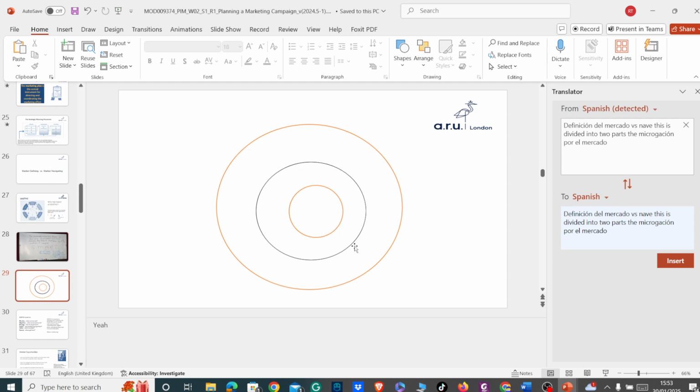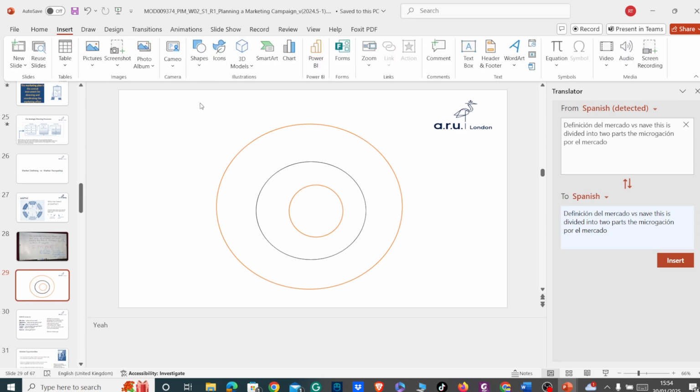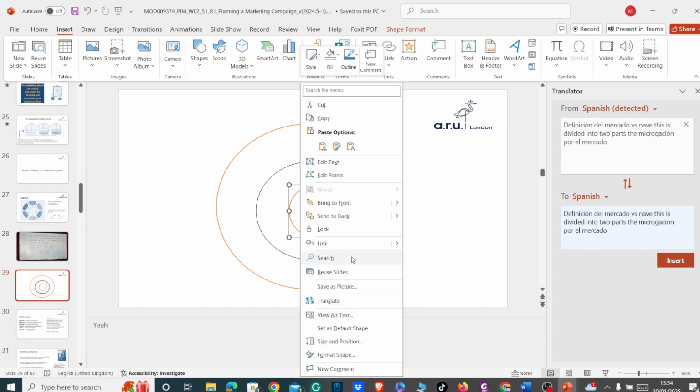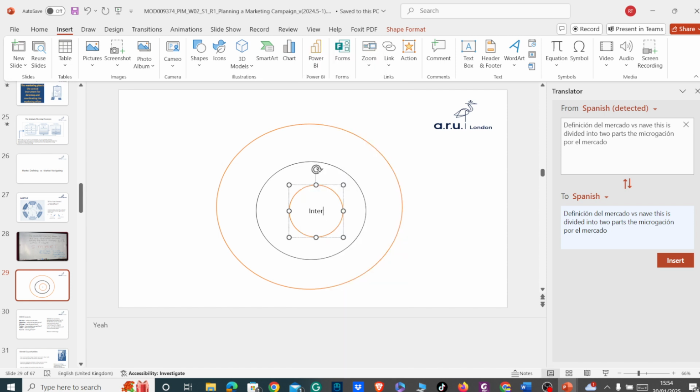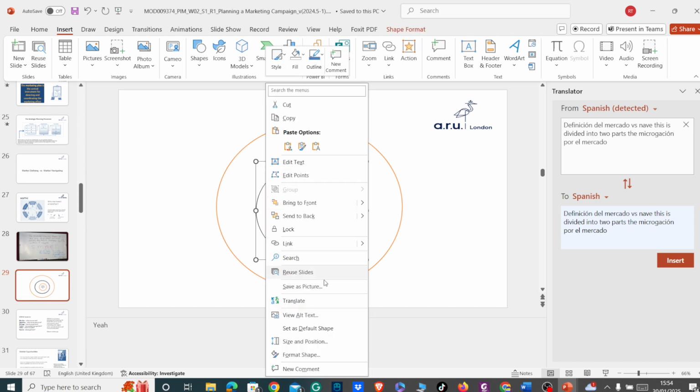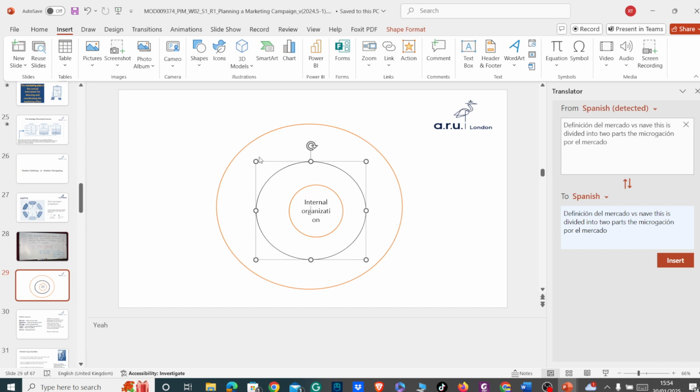To analyze the micro environment, we use Porter's 5 forces analysis. What else? And finally, to analyze the macro environment, we use PESTLE analysis. You're going to have to go and read up on these tools and come back and ask me questions next week. Because if I try to teach you this, we'll be here till 6 o'clock.